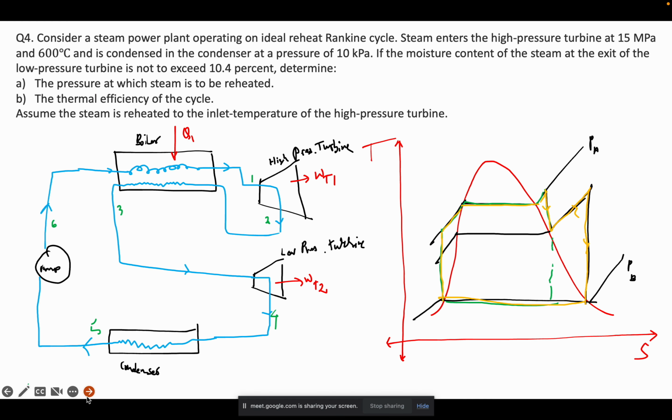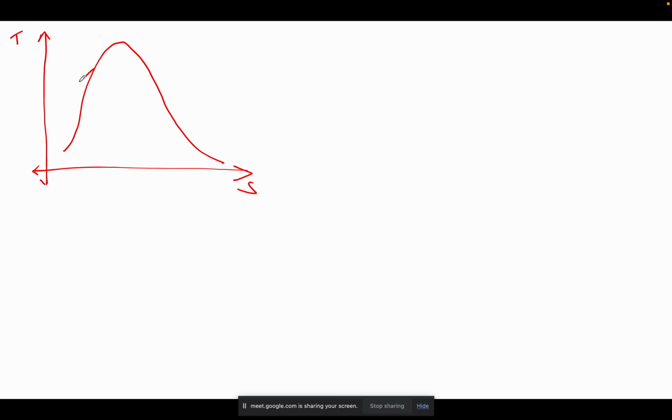Okay, now let me draw them. So what it is giving to us, this is my initial pressure level, this is my another pressure level, and say this is my condenser pressure.